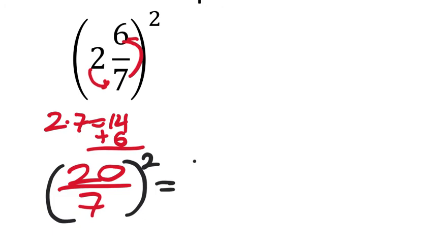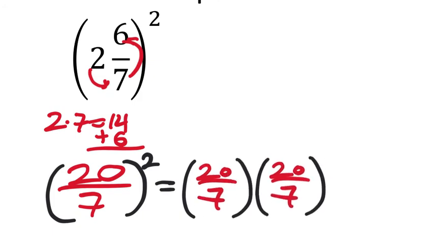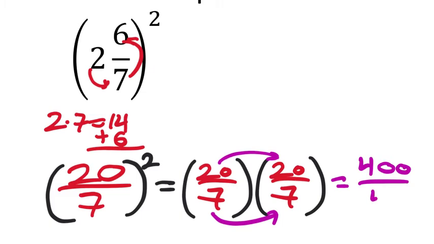Which means that really I'm looking at 20/7 multiplied by 20/7. Just like this, okay? Now, I don't see any way to simplify this, so I'm just going to multiply straight across. In the numerator, 20 times 20, that'd be 2 zeros. 2 times 2 is 4. 400. In the denominator, 7 times 7 is 49, okay?